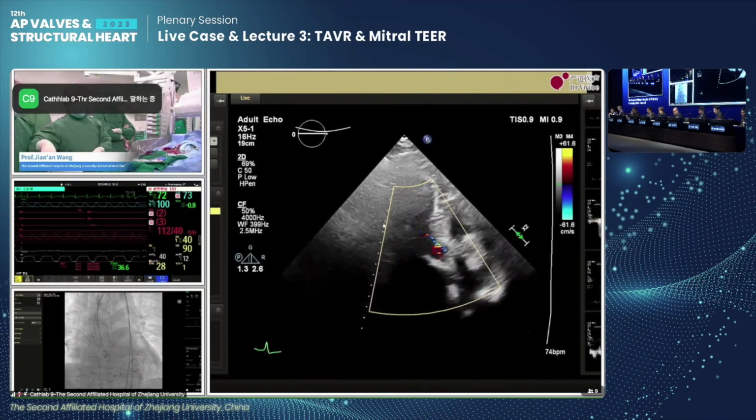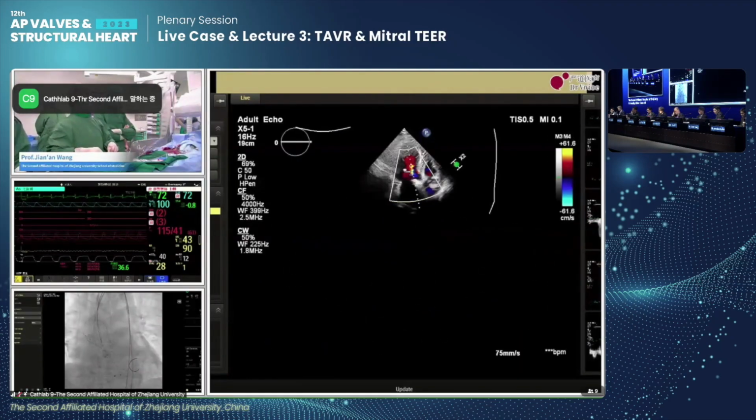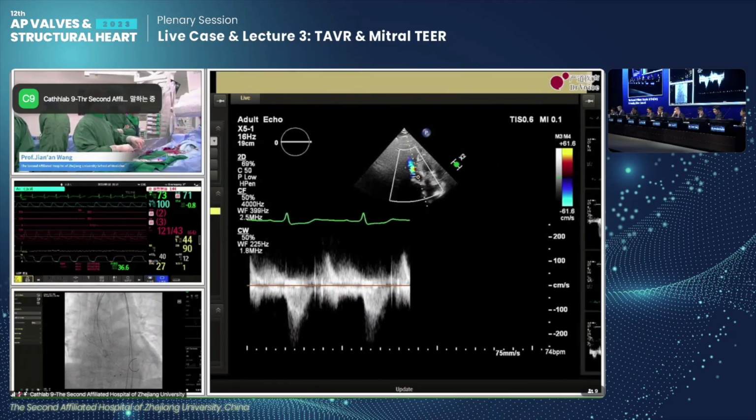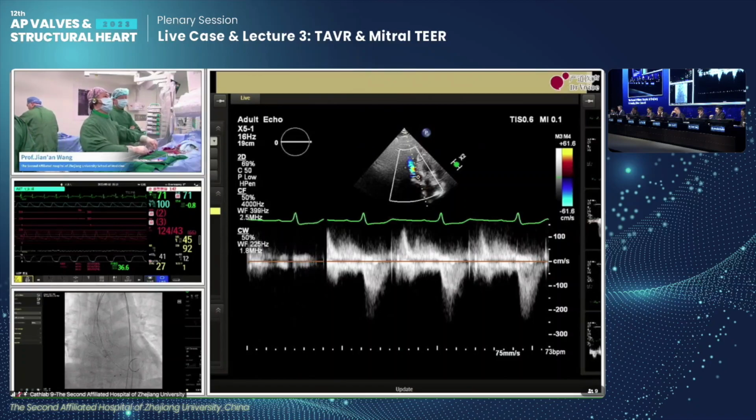Now the blood pressure is 112 over 40. We can see there's some regurgitation. I think we should do the post-dilatation. Yes, agree with that.